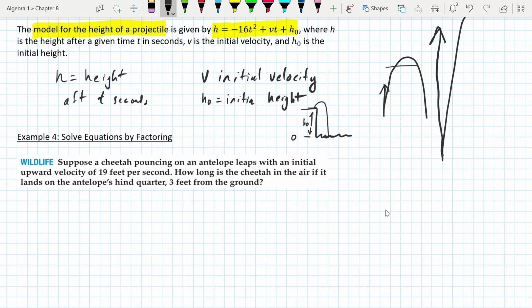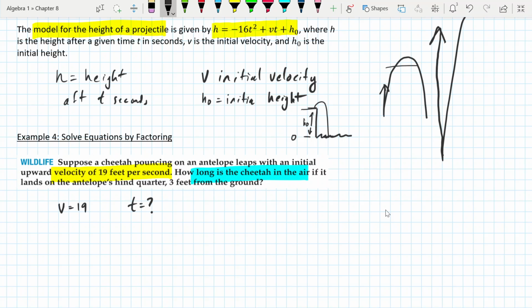Example 4. Suppose a cheetah is pouncing on an antelope and leaps with an initial upward velocity of 19 feet per second. That's the v, right? Initial upward velocity of 19 feet per second. That tells me v is going to equal 19. How long is the cheetah in the air? That is asking me, what's the time?